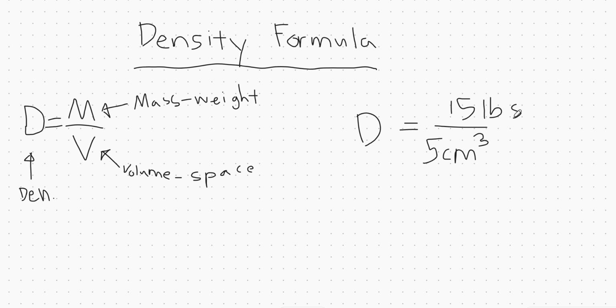Now, this is the tricky part. We cannot always divide by certain units. We have to convert units into specific units. So when we divide by centimeters cubed, we have to use liters. So in this case, we have to convert 15 pounds to liters.